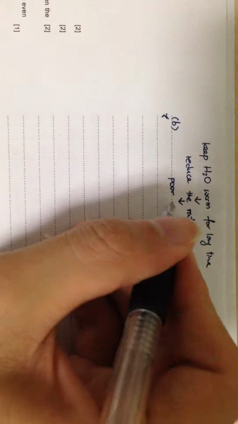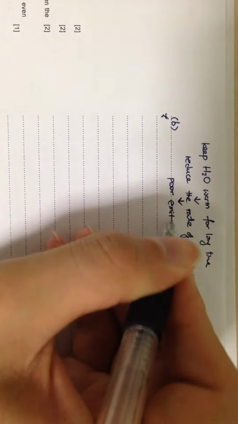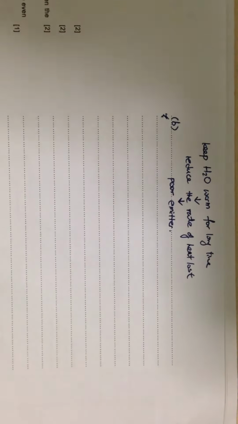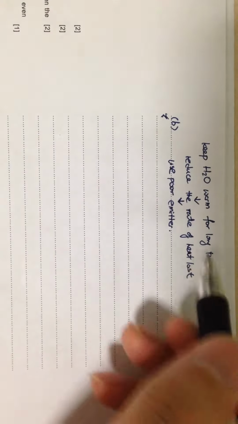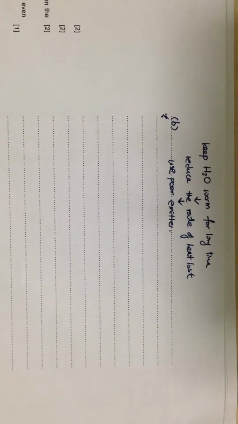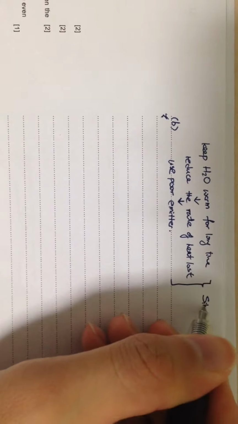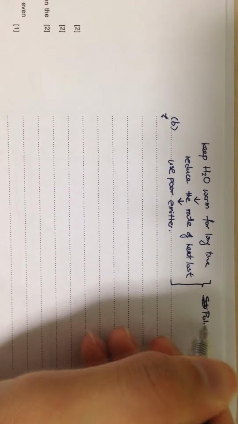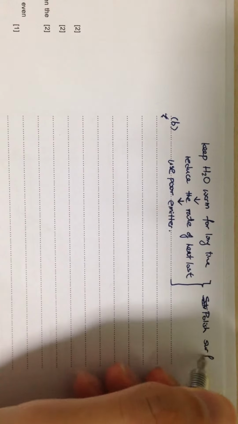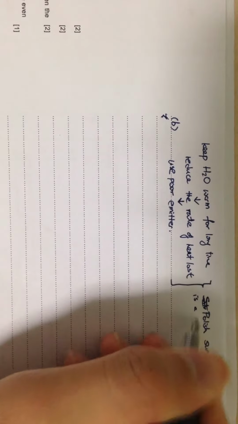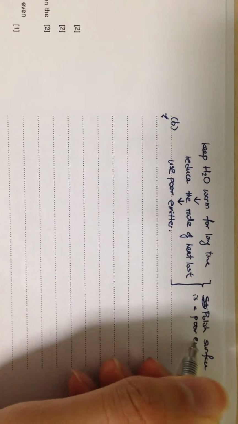So you have to use the word emitter. Okay, you want to use poor emitter. This is your thought process. So how do you explain it? In this case, your silver, your polished surface is a poor emitter.